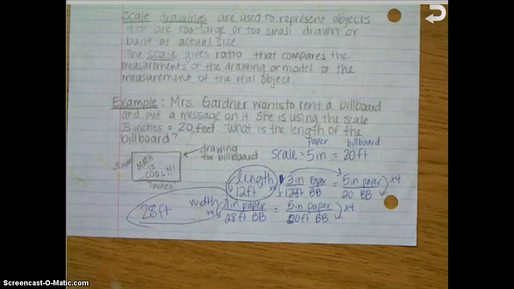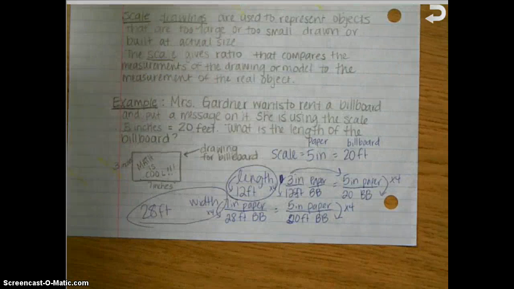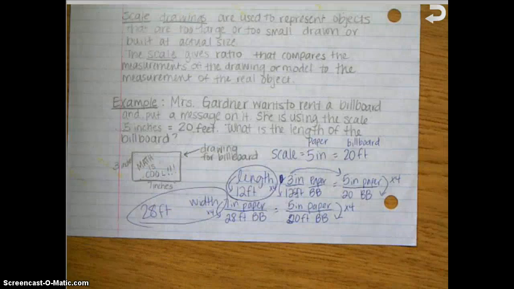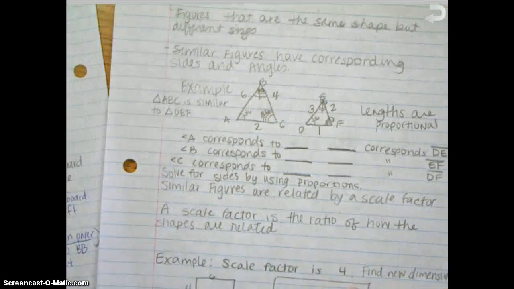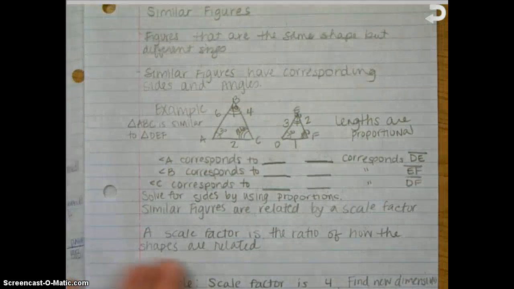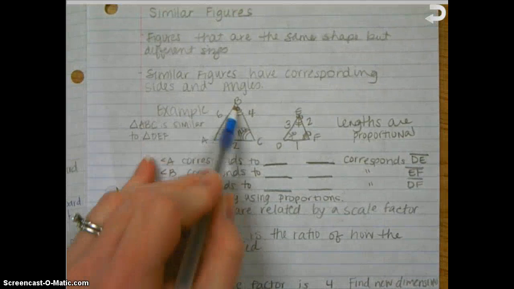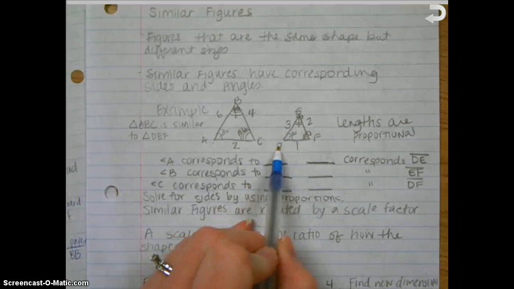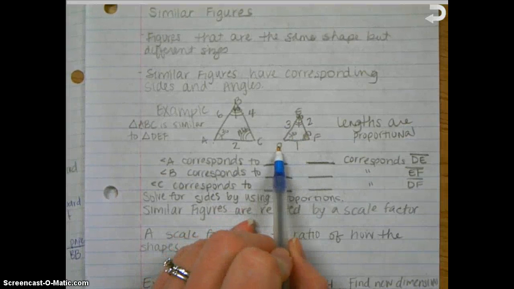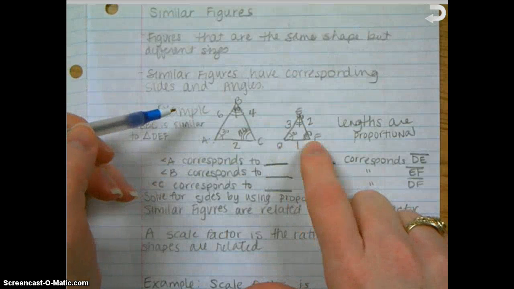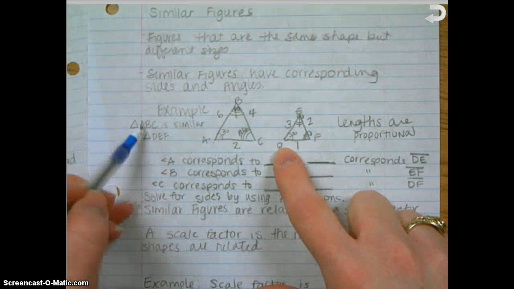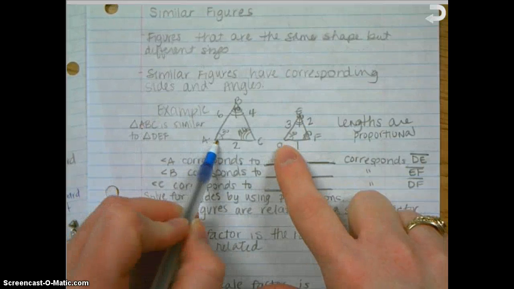Alright, sorry that was kind of long, but it's a lot of information to cover, and I just want to go over one more thing before we wrap it up. So on similar figures, triangle ABC, triangle DEF. Basically, if they're similar, angle A is going to correspond to angle D. Okay, and you can see A and D are the first letters, A and D, so they should be equal.